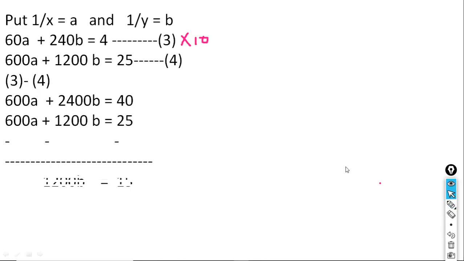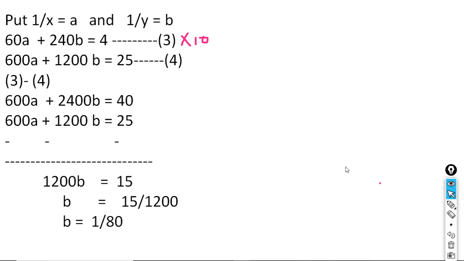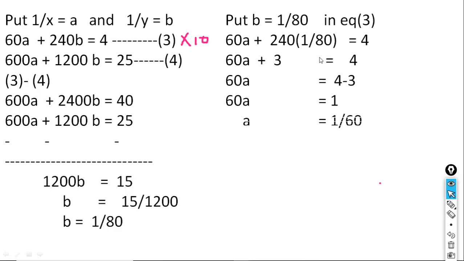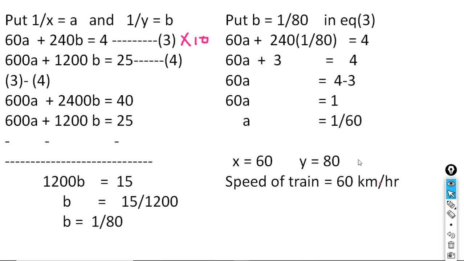After subtraction, we get 1200b equals 15, so b equals 15 upon 1200, which is 1 upon 80. Substituting b as 1 upon 80 in equation number 3, we get 60a plus 3 equals 4, so 60a equals 1. The value of a is 1 upon 60. It means x is 60 and y is 80. Therefore the speed of the train is 60 km per hour and the speed of the bus is 80 km per hour.